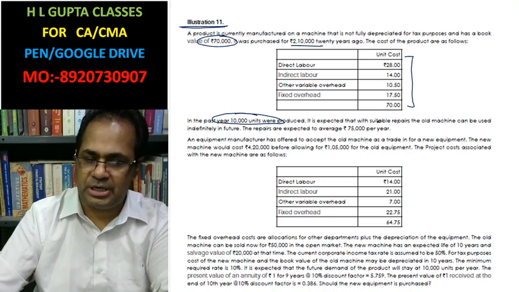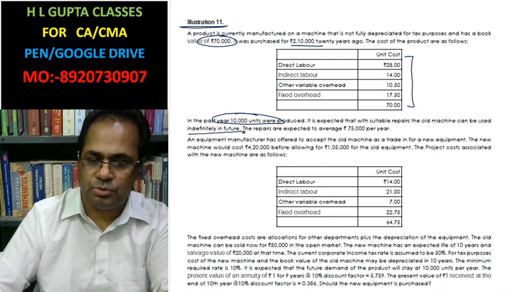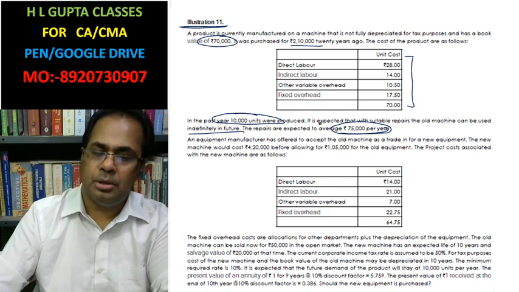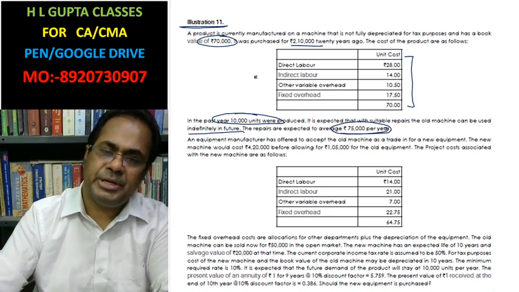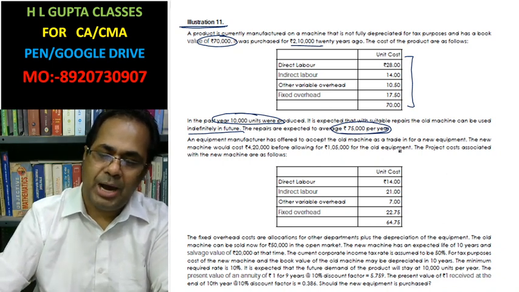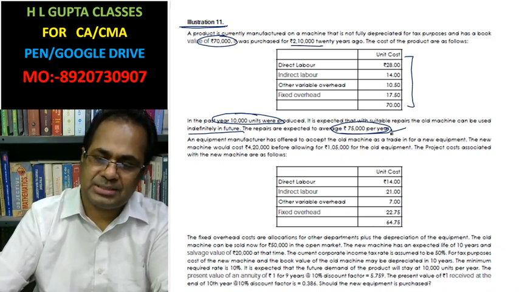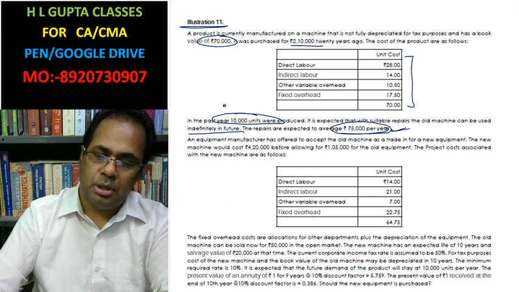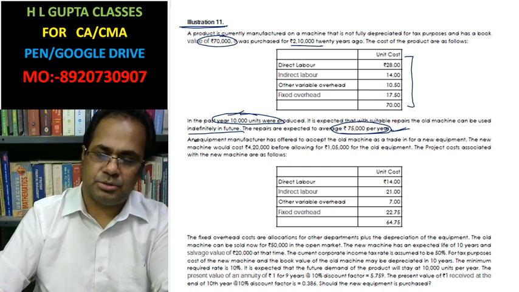It is expected that with suitable repair and maintenance, the old machine can be used indefinitely into the future at rupees 75,000 per year. For that you have to invest rupees 75,000 per year. This is the expenditure on repair and maintenance cost. The production is 10,000 units.